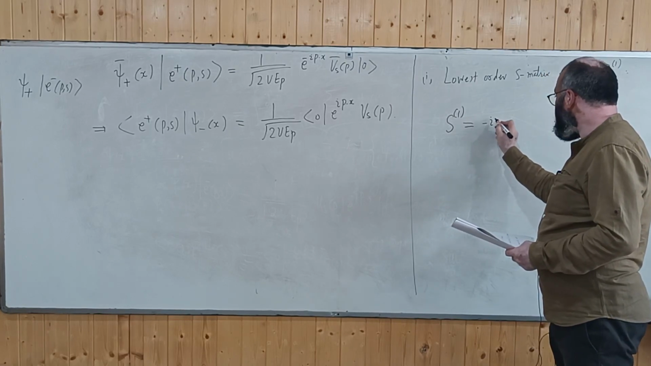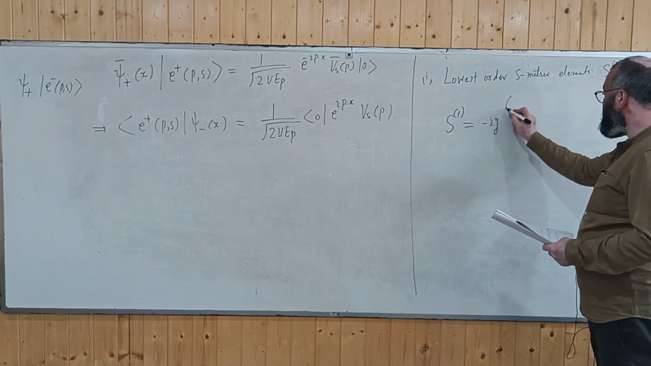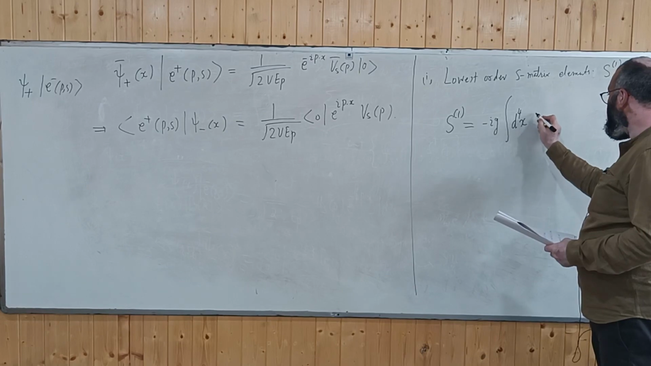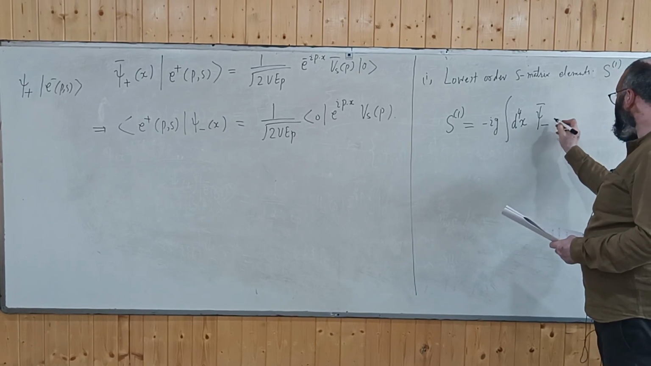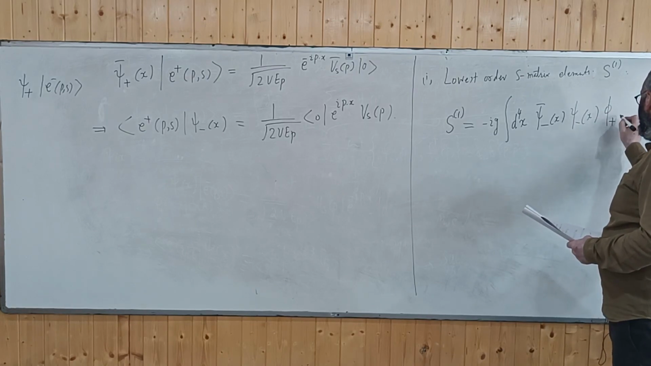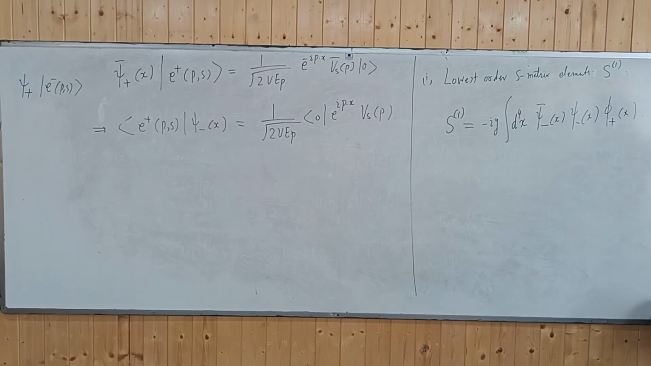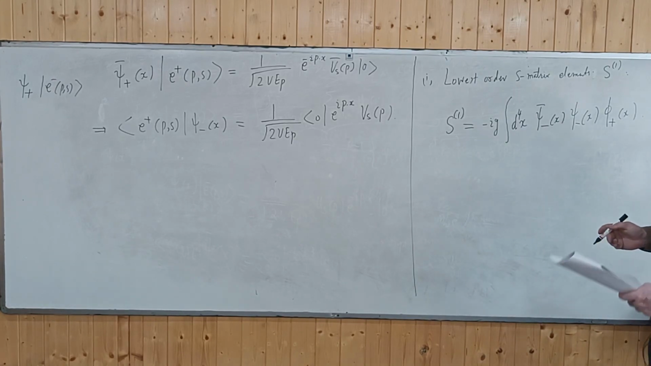S1 is something like minus i g, where g is the coupling constant, times the integral d4x of psi bar minus of x, psi minus of x, and phi plus of x. Clear? This was our lowest order calculation for the S matrix. What is the process involved? B goes to e plus and e minus.